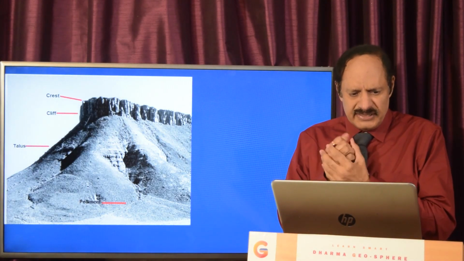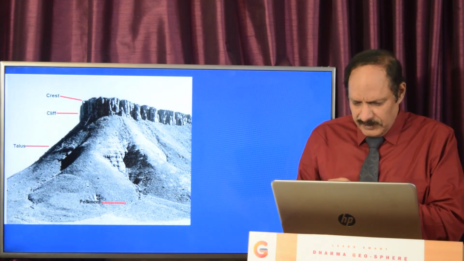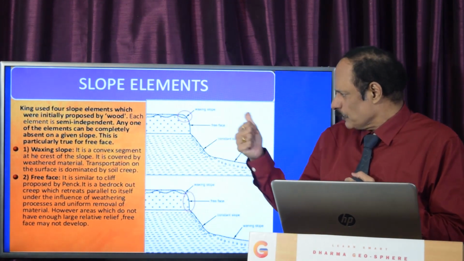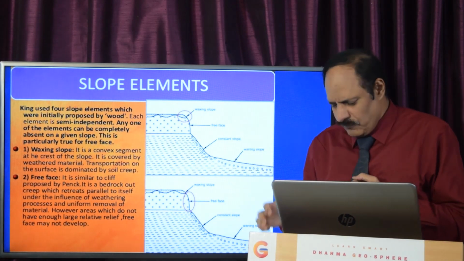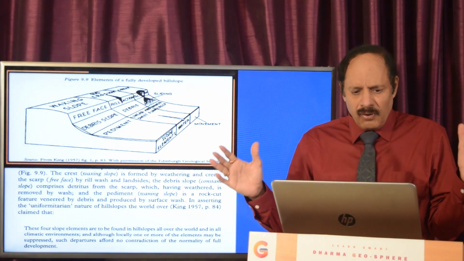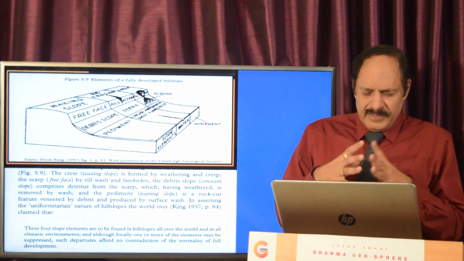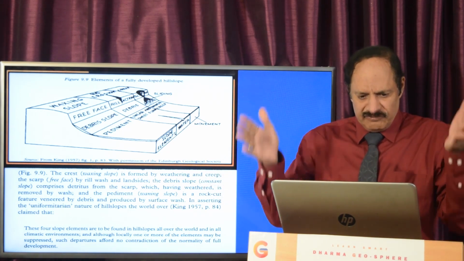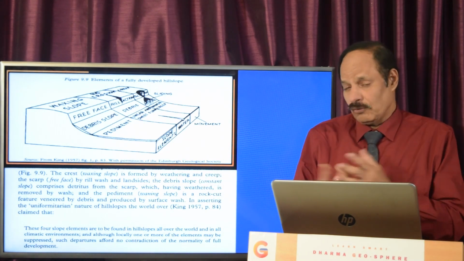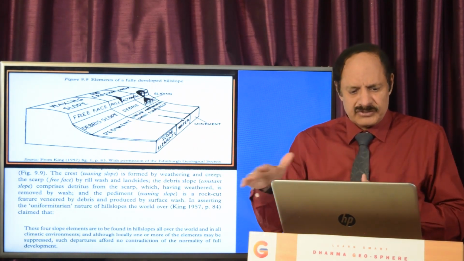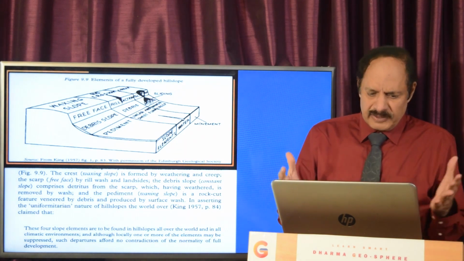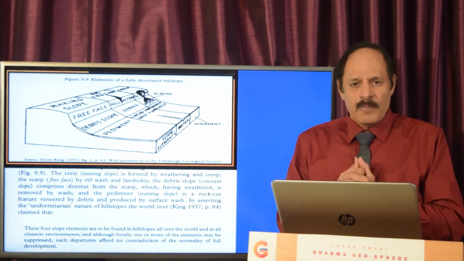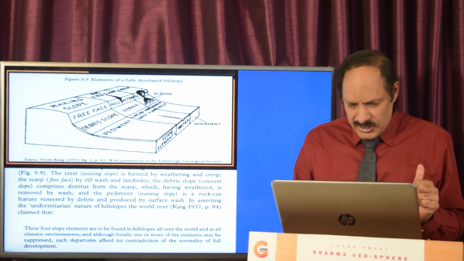So here in the real picture you can see crest, cliff, talus, and the pediment. King also divided these into four. One is the waxing slope, this is the waxing slope, this is the free face, this is the concave, and this is the waning slope. And we can put all these slope elements in an idealized diagram showing the crest as the waxing slope formed by weathering and creep, and then you can show the scarp, which is the free face, formed by landslides, or it could also be rill wash. And the debris slope, that is the constant slope or the rectilinear slope, which comprises detritus from the scarp, and then the waning slope, which is the extensive plain land, which King termed as pediment and pedimentation.